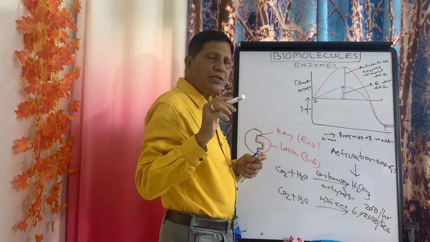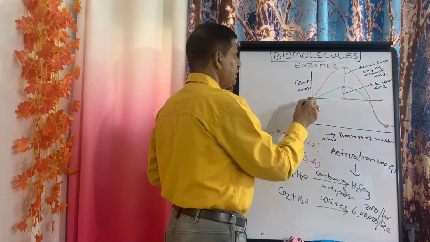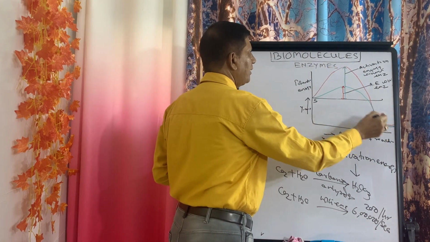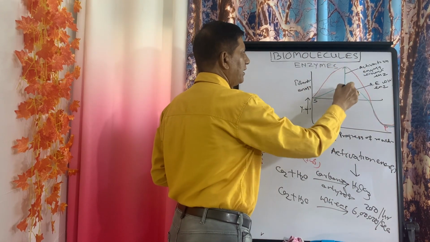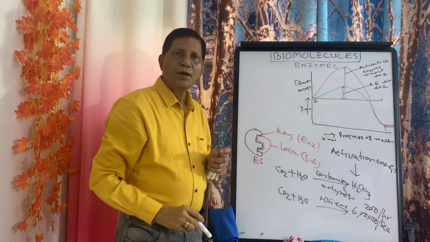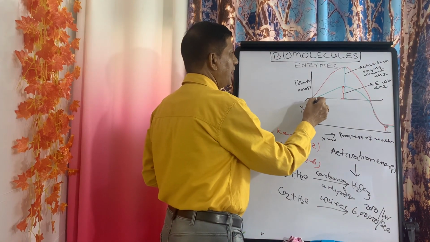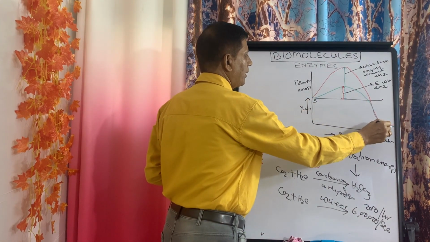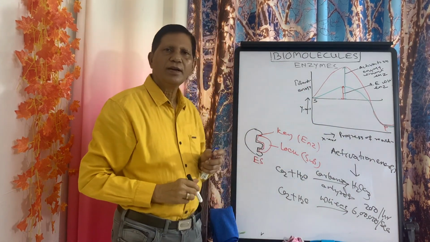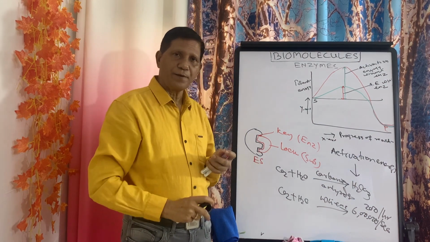If there is no enzyme, without enzyme, you see this red line. This is the substrate. This is the product, and this is the activation energy without enzyme. But when you give enzyme, you see this green line. The same product is produced from the substrate, but the activation energy is low. That means when we are giving enzymes, the activation energy is lowered.